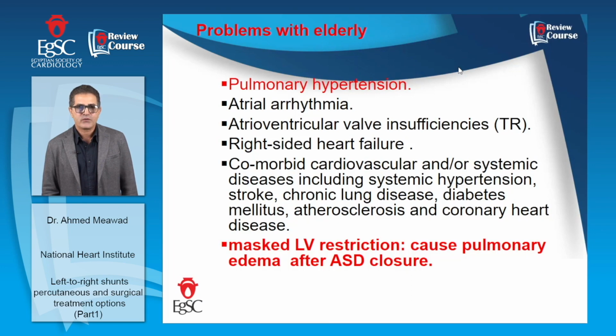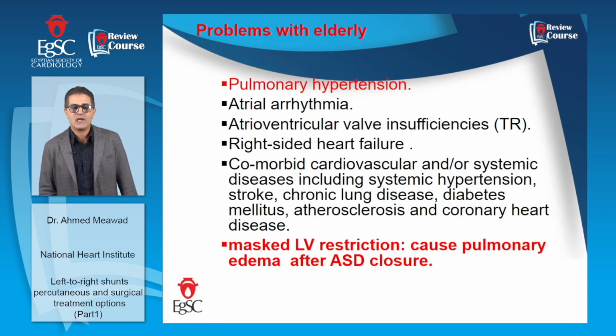An elderly patient with ASD has special problems like pulmonary hypertension. We have to investigate the pulmonary vascular resistance very well, atrial arrhythmia, AV valve insufficiency, right side heart failure, comorbidities, but most importantly, the masked LV restriction. Those patients have advanced diastolic dysfunction of the left ventricle. If we close the ASD, the patient may have significant pulmonary congestion or pulmonary edema. So we have to investigate this.